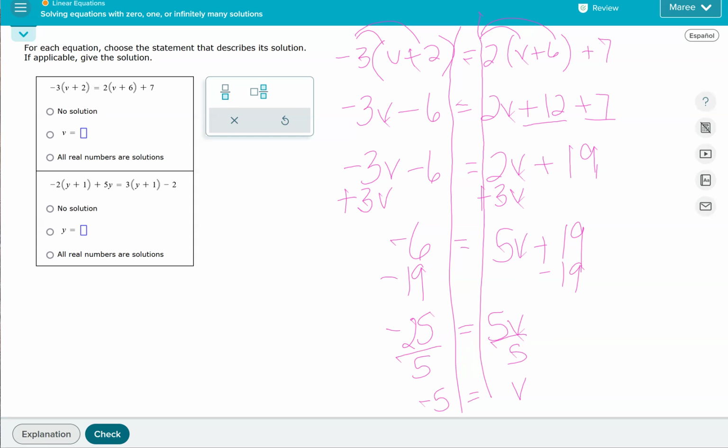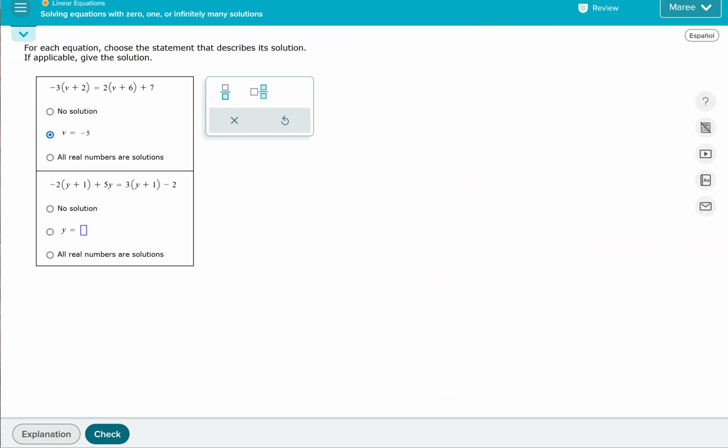This is the case where there's one solution. So we click the one that says v equals, and we go ahead and put -5 in there. And then we're going to do the second part of this problem. So I'm going to erase my work here, and then we'll start on the second question.